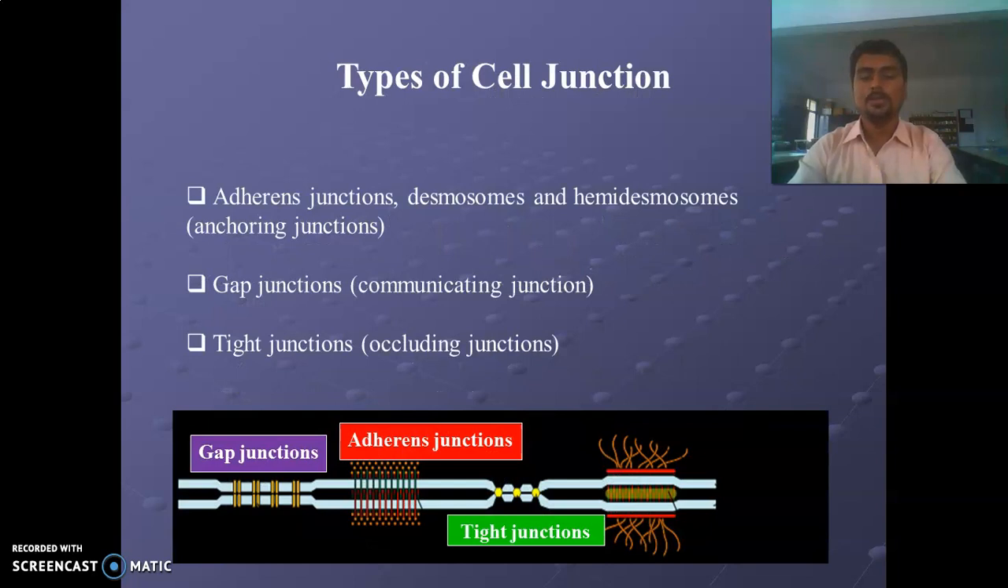There are three types of cell junction. First one is the adherent junction. Second one is the gap junction, also called the communicating junction. And third one is the tight junction, also called the occluding junction.